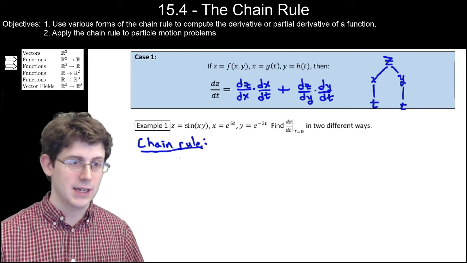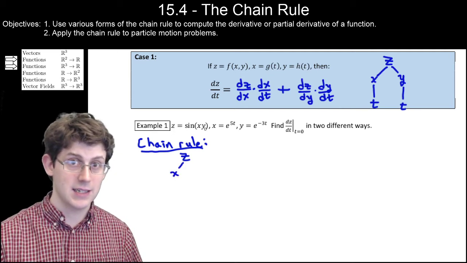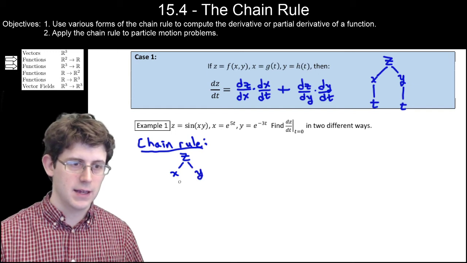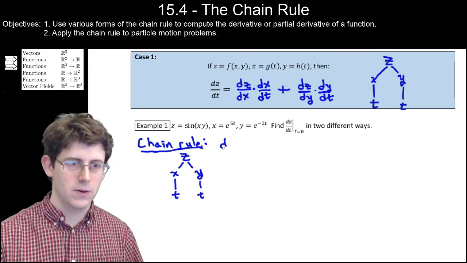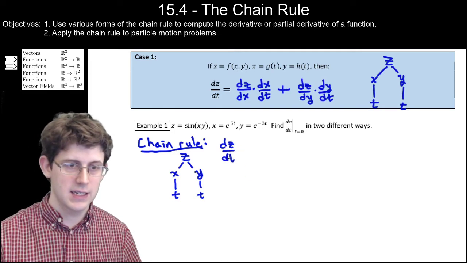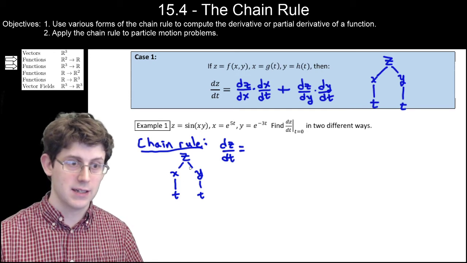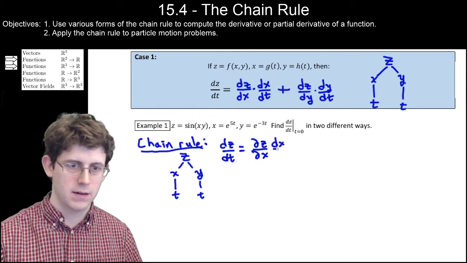So to do the chain rule, I recommend that you draw a dependency chart. Say, okay, my z depends on x and y. x is a function of t, and y is a function of t. So dz dt has two components, the component through x and the component through y.